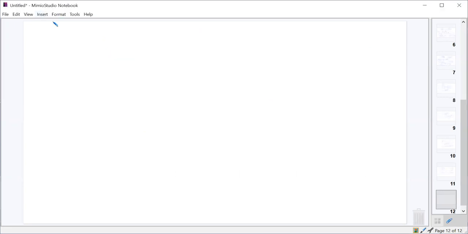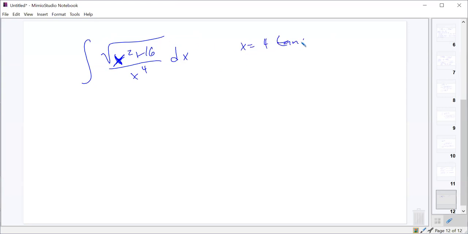Okay. Let's see if I can come up with something that'll work out not so awfully. Let's try this: the square root of x squared plus 16, over x to the 4. I think that ought to not be too bad. So this is one where we'll use a tangent substitution. The constant 4 is being squared here, so we'll just let x equal 4 tangent theta. Don't forget to figure out what dx is in terms of theta. It should be 4 secant squared theta d theta.